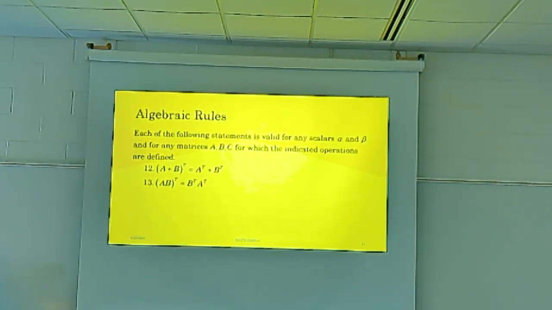Those are the basic operations on matrices. There are still a few more we're going to be looking at.